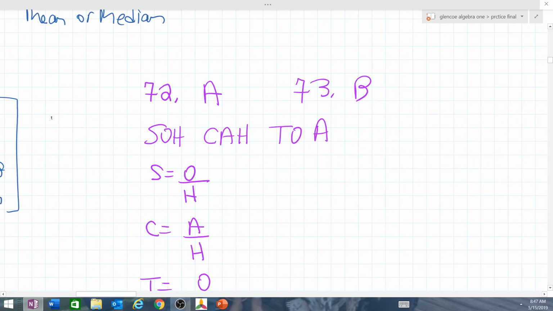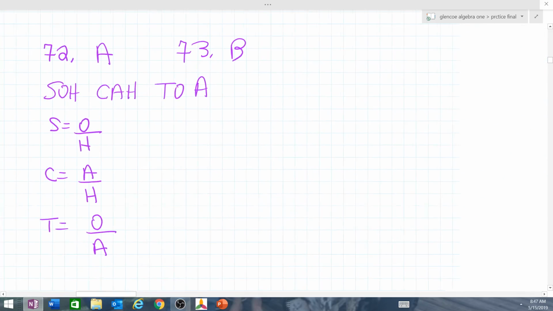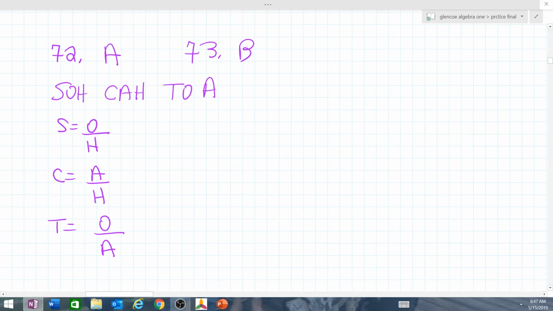All right, 72 and 73, I just want to spend a little bit of time on. Please remember SOHCAHTOA. S stands for sine, which is the opposite over the hypotenuse. C stands for cosine, which is the adjacent over the hypotenuse. And T stands for tangent, which is the opposite over the adjacent. So this might be helpful for you. Guys, all that other stuff that we did with sine, cosine, and tangent, you don't have to worry about it. It's not on the test.